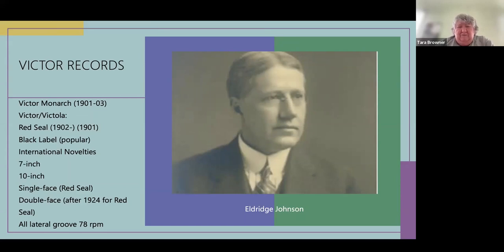Then Black Label for popular international novelties. 7-inch, there are not as many of those, actually, but there are plenty of 10-inch records. What I find fascinating are all the single face ones where you've got everything only on one side, and the reasons for that. He didn't go to double face until after 1924, at least for Red Seal. And these are all lateral groove.